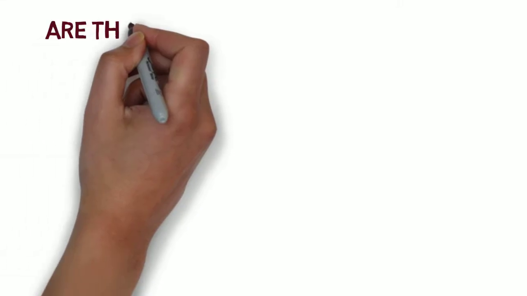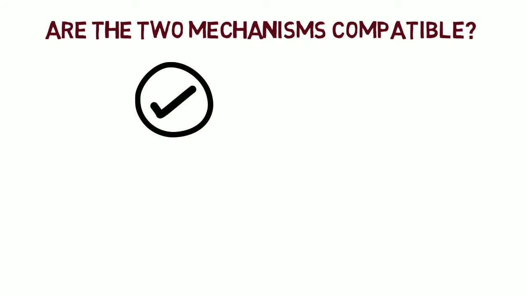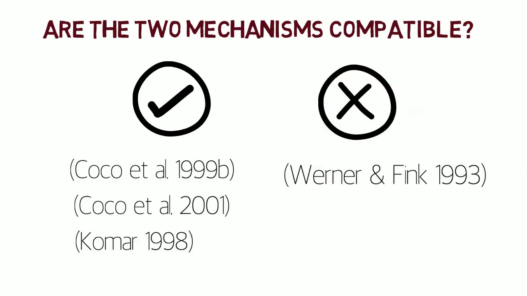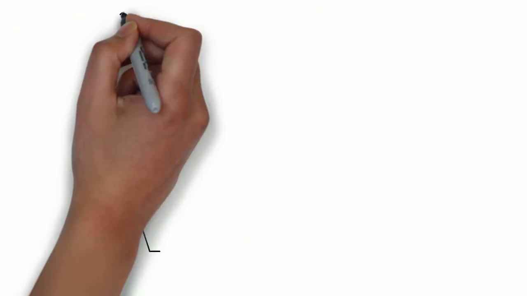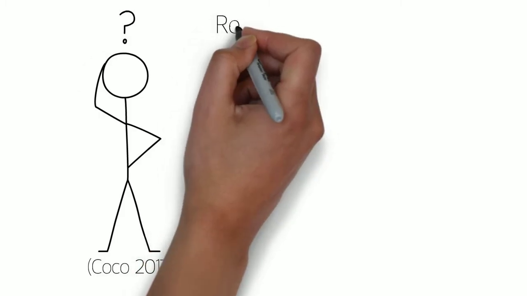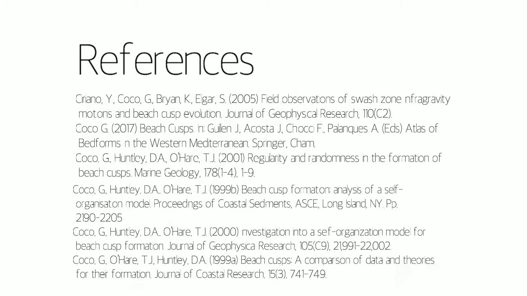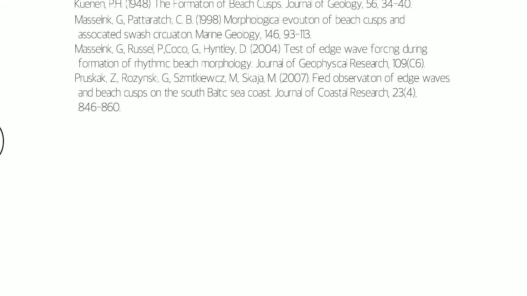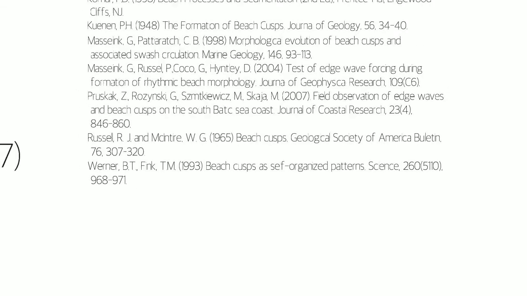Scientists have more recently investigated whether the two mechanisms could be compatible, and while some found that the mechanisms could coexist, others concluded that they likely did not. The current consensus seems to be that the self-organization mechanism does not require any forcing or edge waves to form beach cusps, but this doesn't disprove the edge wave theory. So there is still no single theory that can explain beach cusp formation under all observed circumstances, but edge wave interactions and self-organization are the two most likely mechanisms.